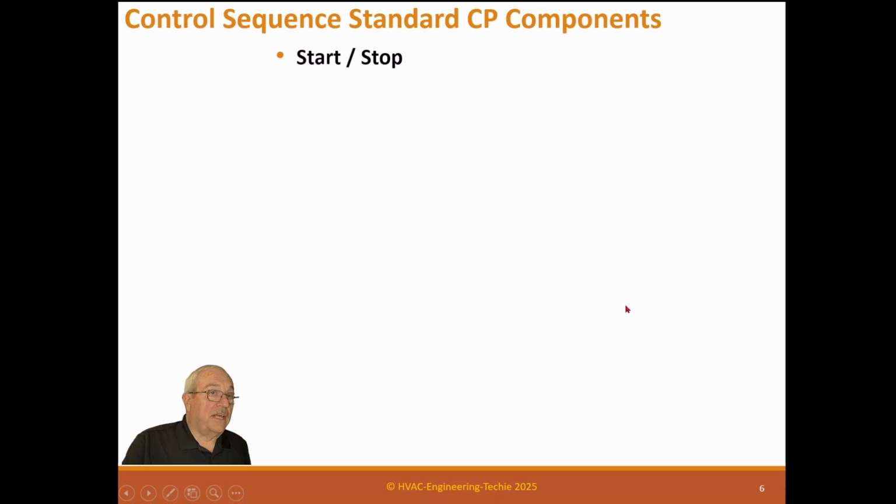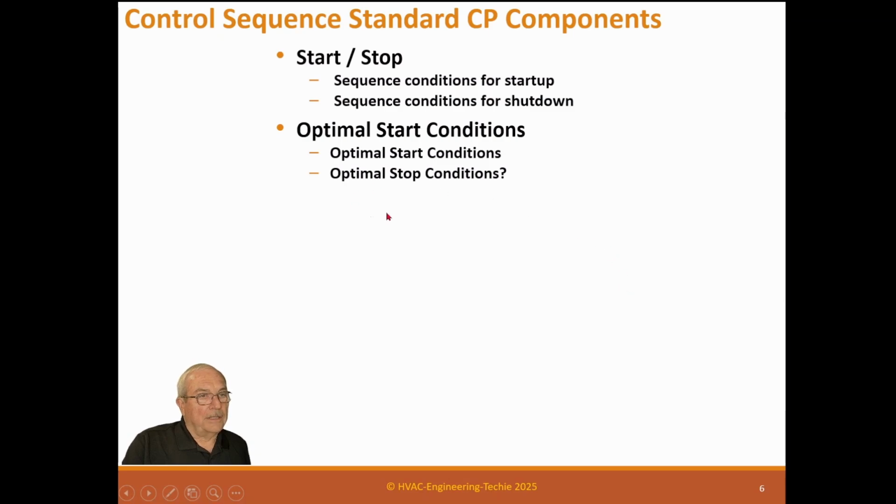All right, control sequence standard components: start stop, sequence condition for startup, sequence condition for shutdown, optimal start-stop conditions, optimal start conditions, optimal stop conditions. You notice I put a question mark on optimal stop. We don't use stop much because what happens, optimal start basically the system remembers how long it took to get down to the set point temperature. And so when you say I want people to come to work at 6 a.m., so at 6 a.m. I need it at a set point, the system will automatically turn it on early enough to get to set point, and it will modify that as the season changes.